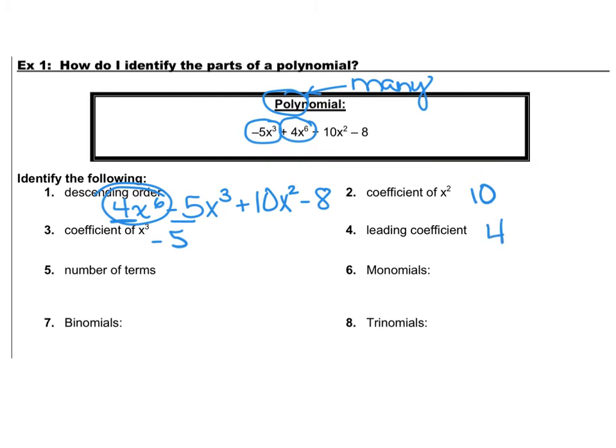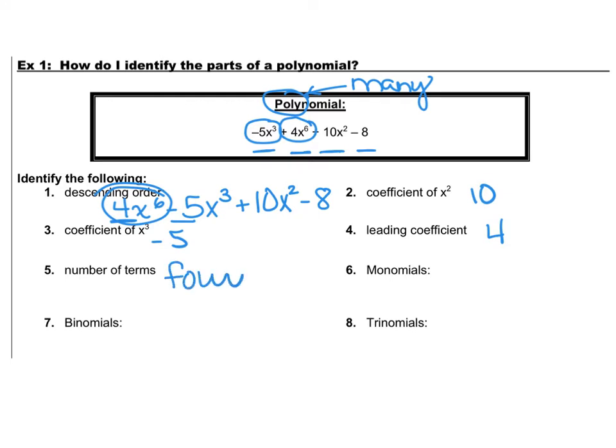and so that is going to be 4. The number of terms in this polynomial: we have negative 5x to the third as a term, plus 4x to the sixth, plus 10x squared, and minus 8. All of these are the terms, and the terms are separated by those operations. So the number of terms that we have in this polynomial is 4.